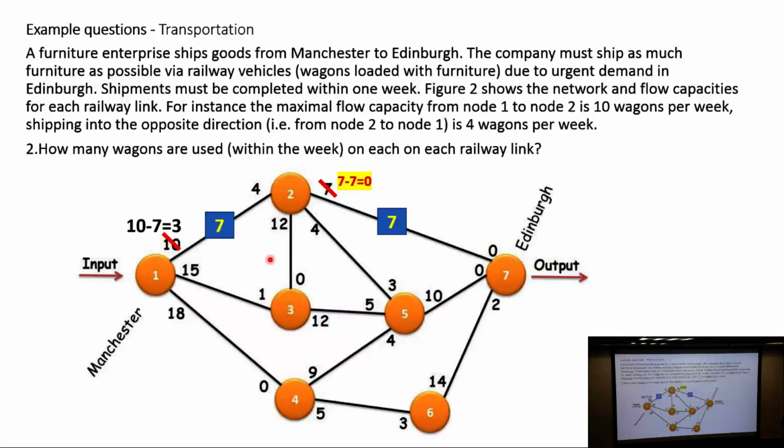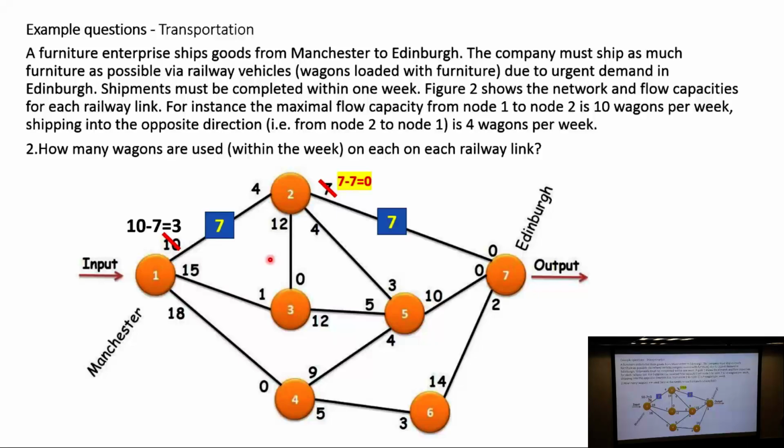That means maybe we can transport some others from 1 to 2 and maybe to 3 or 5 or 7, maybe. We don't know. But so far, we have 3 left from 1 to 2, but 0 from 2 to 7. So that means we couldn't use this path anymore because the capacity is 0. Okay, so this is the first path.